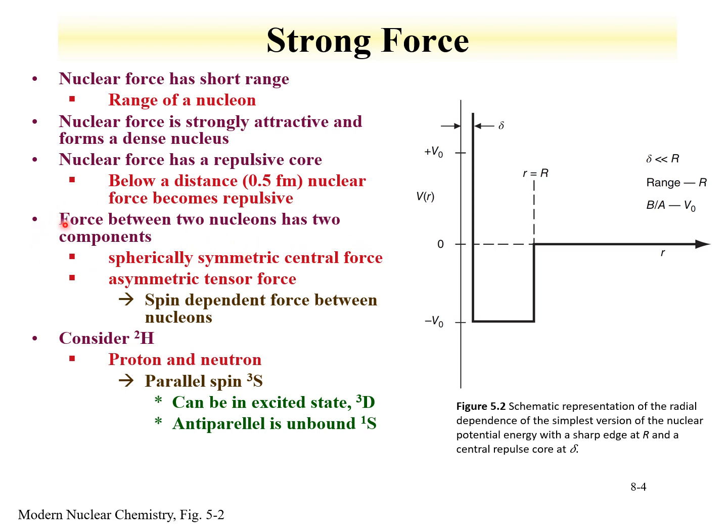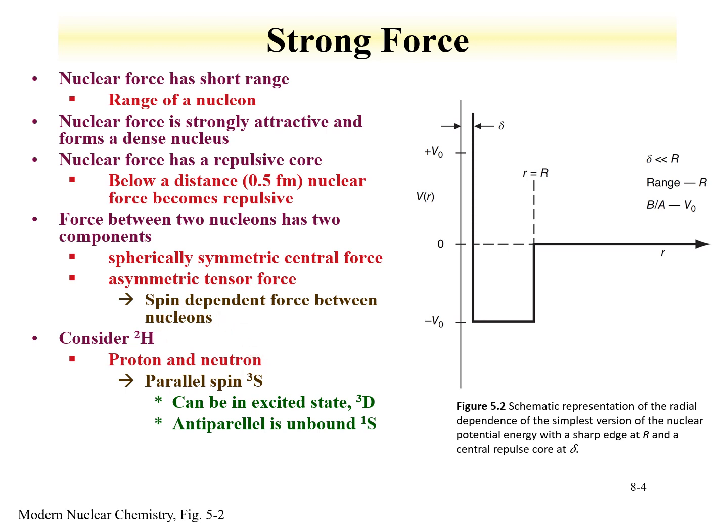There's a force between two nucleons that has two components. There's a spherical, symmetric force, and then an asymmetric force. If one considers a relatively simple nucleus, deuterium, it has a proton and a neutron. These can be parallel spin, so the spin of the neutron and the proton being up. It can also be anti-parallel in unbound states. So there's some spin properties here that are used to help describe the nucleus.